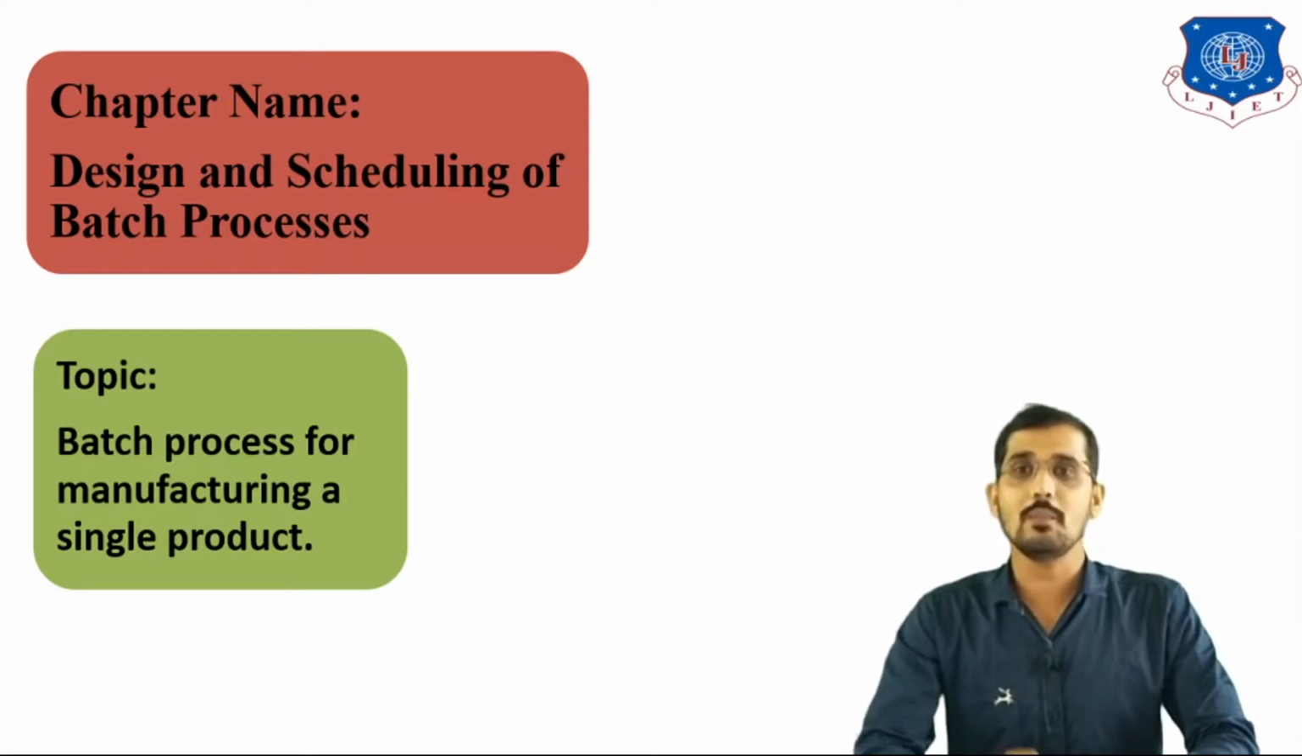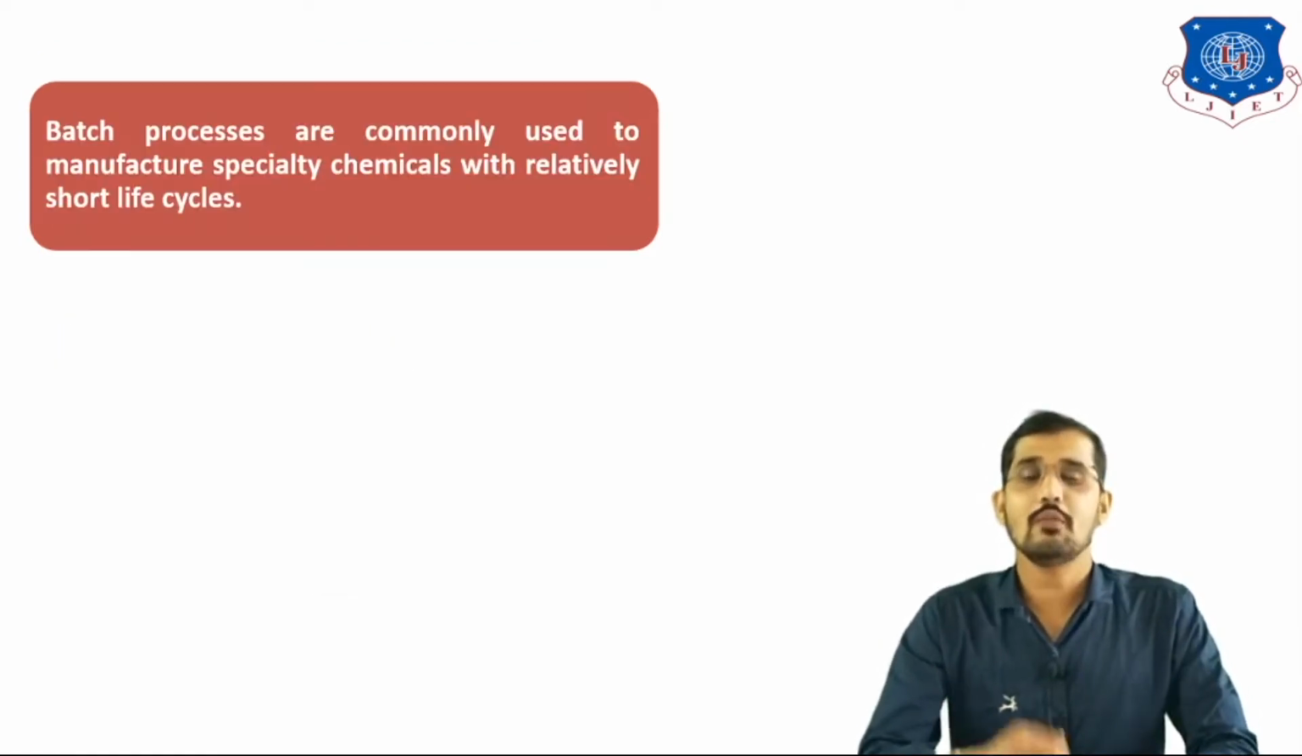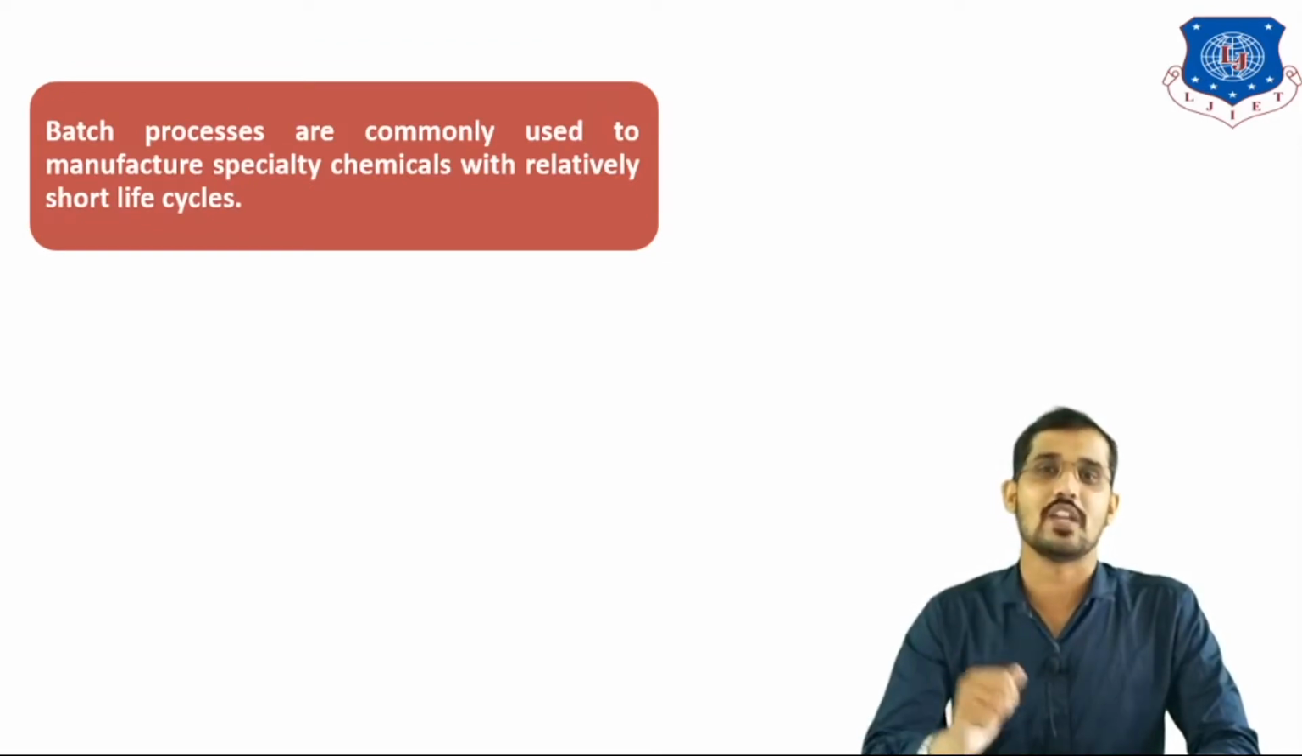I told you that in a batch reactor, we cannot put in or take out anything during the reaction, but in a semi-batch reactor we can put in or take out anything during the reaction. So this is the difference between a batch reactor and a semi-batch reactor. Now we will see some important points of the batch processes.